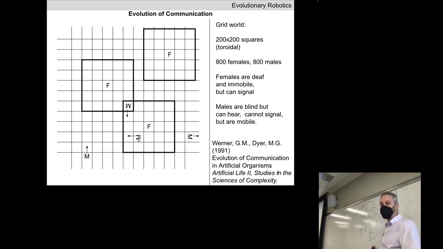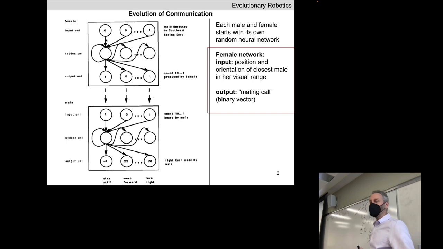This female here, there are two males in her immediate range. This one is closer, so she is going to sense the position and heading of this particular male. There are eight possible relative positions of the male relative to the female: north, northeast, east, southeast, south, southwest, west, and northwest. We're encoding this with binary neurons.